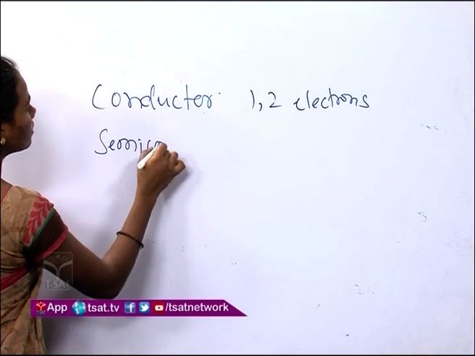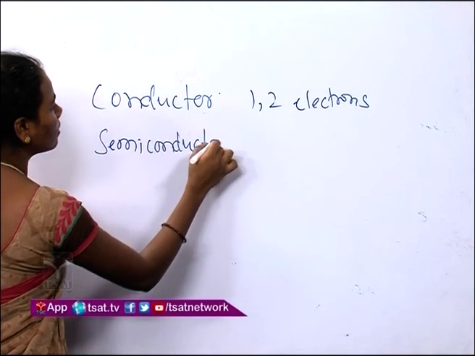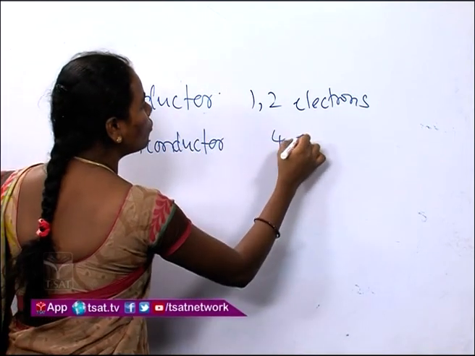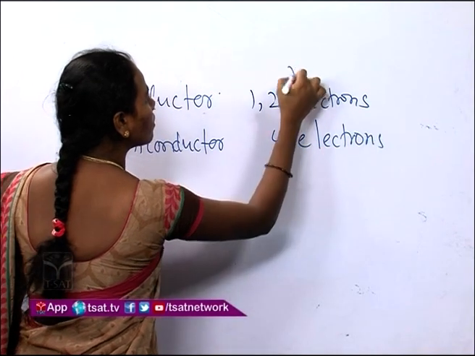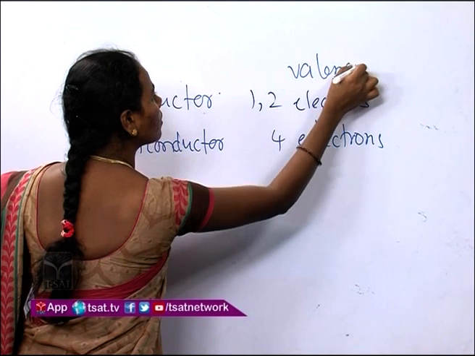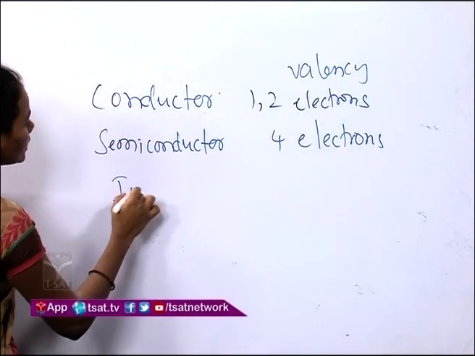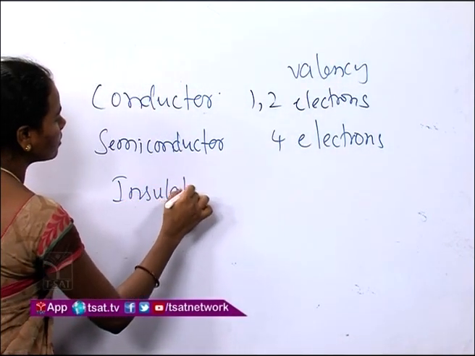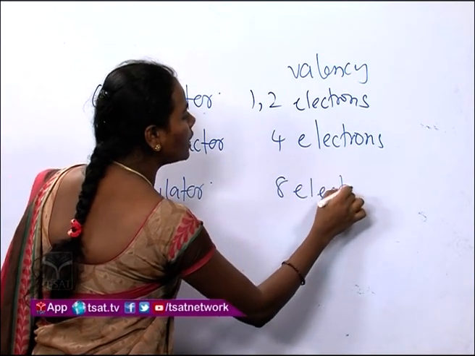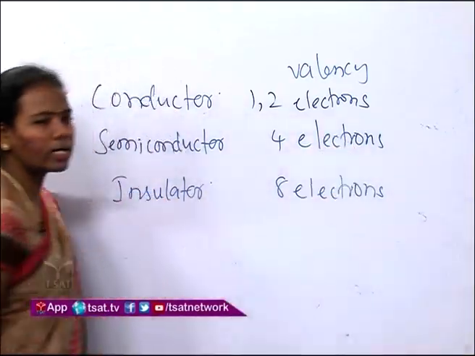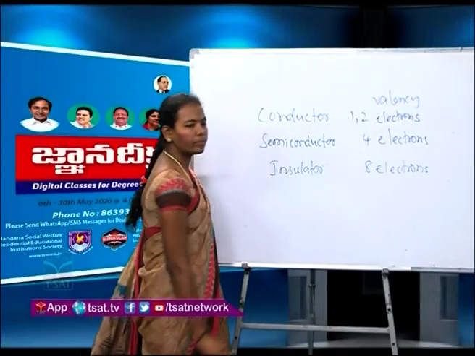Semiconductors will have 4 valence electrons, whereas insulators will have 8 valence electrons, almost filled valency. That means they are stable.